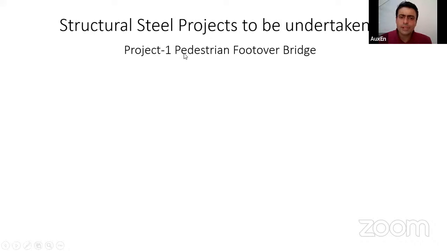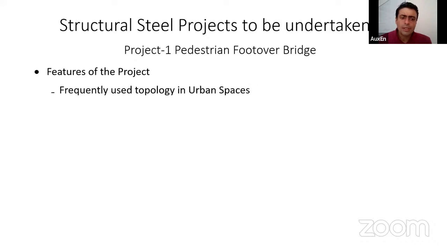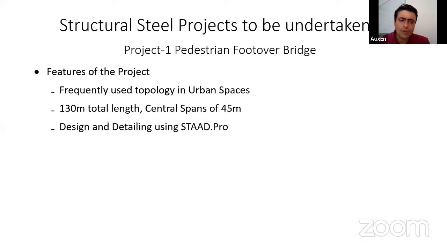The first project that we are going to take is a pedestrian footover bridge. What are going to be the features? This is a system that you frequently see in urban spaces in almost all the cities of our country, and outside also you see pedestrian footover bridges, isn't it? This is a frequently used typology that you find in urban space. The total length of this bridge is 130 meters with central spans of 45 meters.